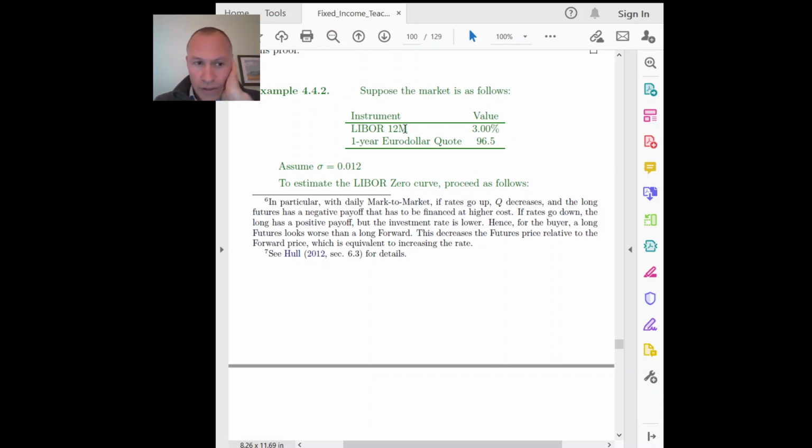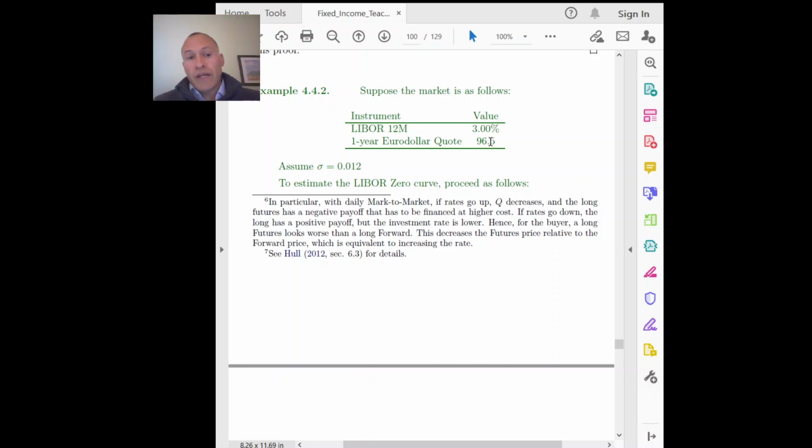Okay, so let's assume that the 12-month LIBOR quoted in the market right now is 3%. And then the 1-year Eurodollar quote that I observe on the CME web page right now is 96.5. Okay. And I want to estimate the LIBOR zero curve.